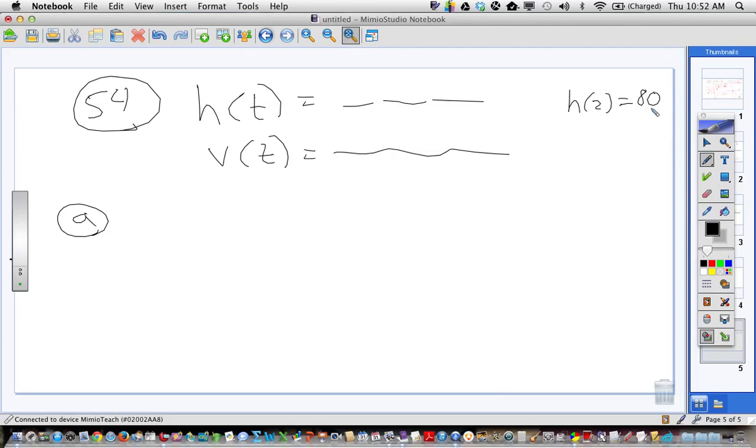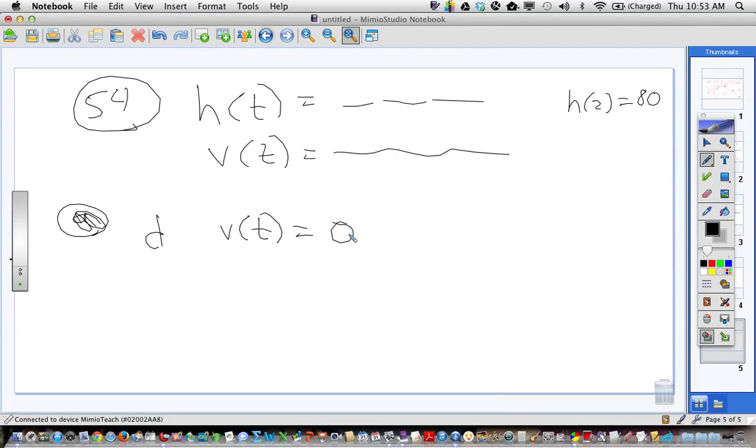D. At what time did the ball reach its maximum height? What's the magic thing that happens when it hits its max? The slope is 0. So for D, you should have taken the v graph and set it equal to 0, because when the velocity is 0, it has hit its peak. And then it asks, how high was it?